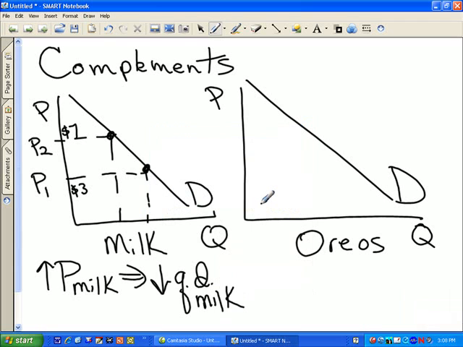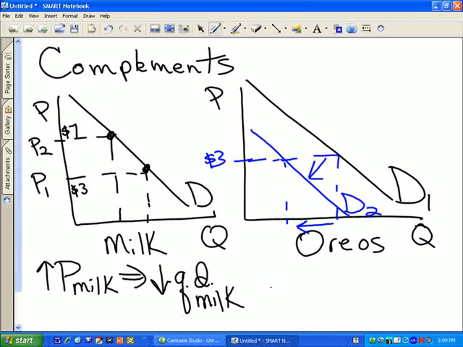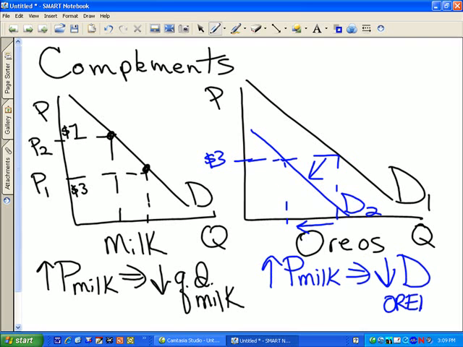Now, if I have less milk, what am I going to do? Well, my demand for Oreos is going to go down because I don't have as much milk, and therefore I can't eat as many Oreos. Oreos are still maybe $3 a package, but I'm going to buy less. So an increase in the price of milk leads to a decrease in the demand of Oreos. Because I have less milk, I buy fewer Oreos. And that's the example for a complement. And again, this is a movement along the curve for milk.